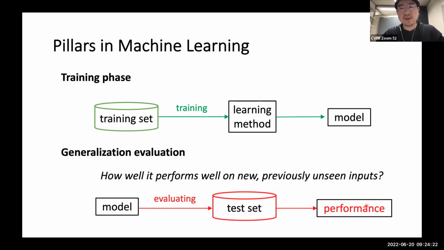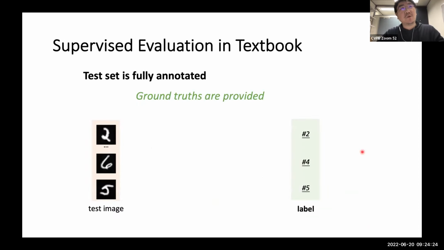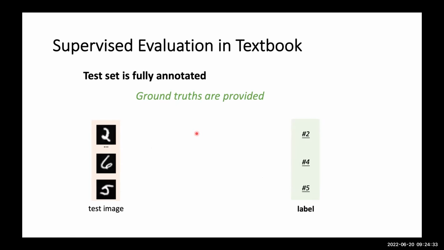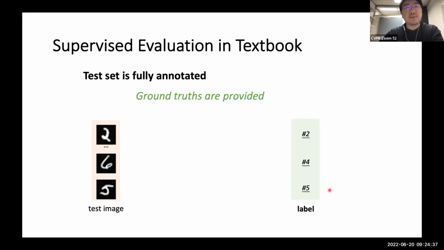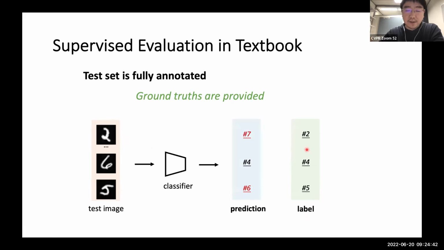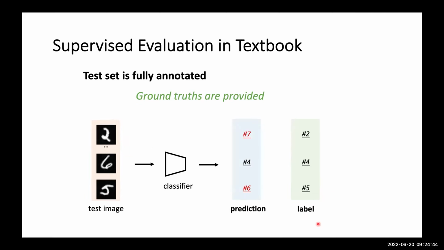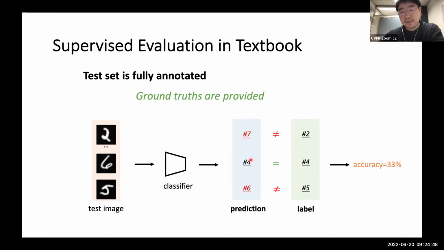We call this type of evaluation supervised evaluation, where we have labels, test labels. For example, we have a few test images, and on the left and on the right are their labels. When our classifier makes predictions, we compare the predictions with the ground truth labels and see whether they are the same. In this example, our classifier gives us accuracy of 33%.